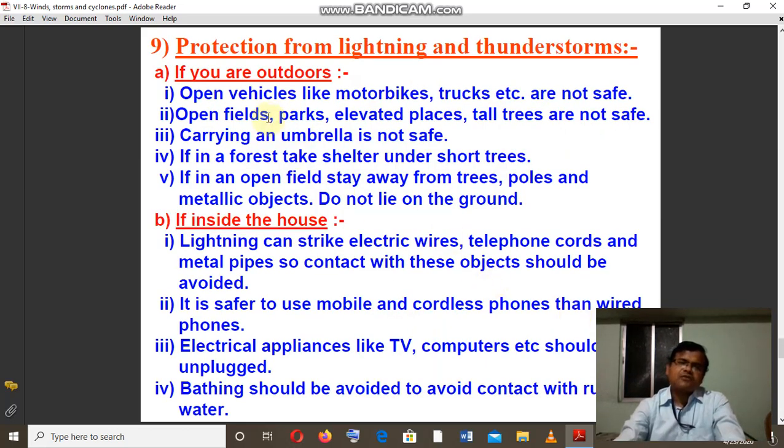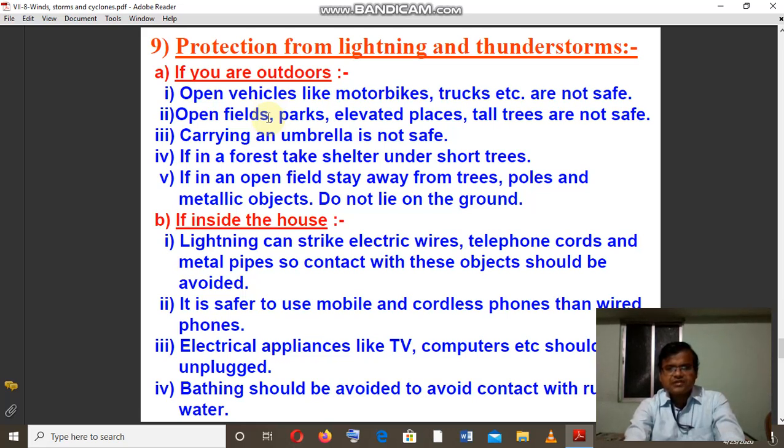So, how can we protect ourselves from lightning and thunderstorms? If you are outdoors, open vehicles like motorbikes, trucks, etc. are not safe. Open fields, parks, elevated places, or tall trees are not safe. Carrying an umbrella is not safe. If in a forest, take shelter under short trees. If in an open field, stay away from trees, poles and metallic objects. Don't lie on the ground.